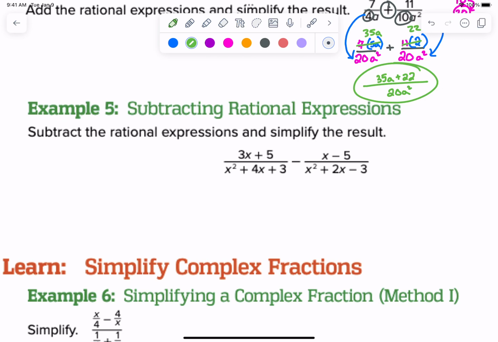Right, hey Josie, what are we on? R4. There you go. We're on example 5 and we are subtracting.